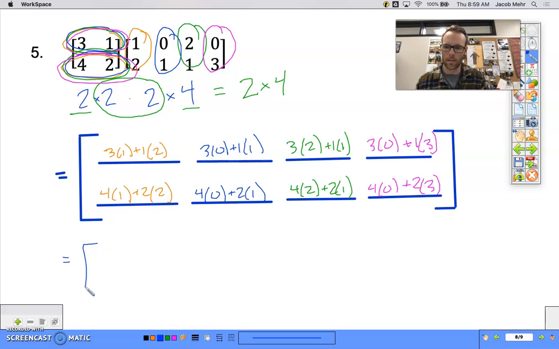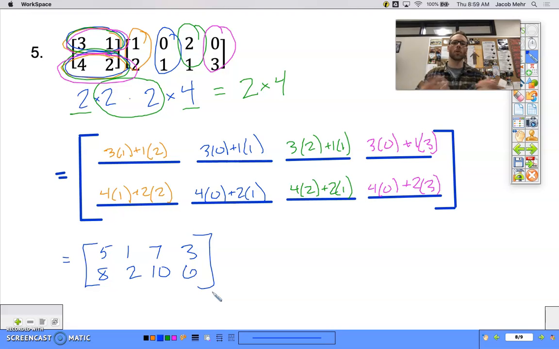So we get, what do we have here? 3 plus 2 is 5. 1. 6 plus 1 is 7. That's 3. 4 plus 4 is 8. That's a 2. That's an 8 plus a 2, which is a 10. And that is 6. That is our resulting matrix.